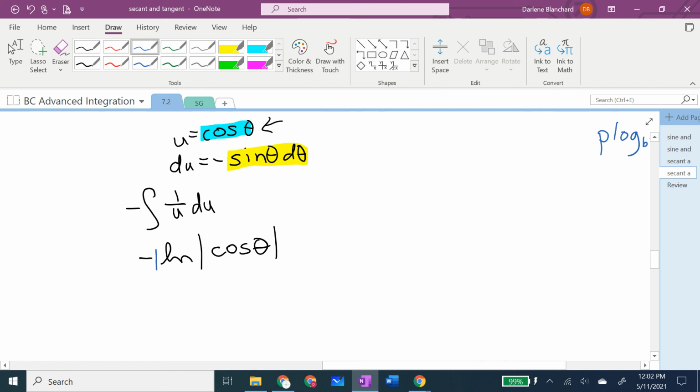And what does that mean this is equal to? The positive natural log of, right. I forgot my plus c's.